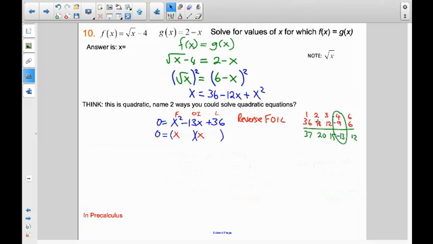So 1 and 36, 2 and 18, 3 and 12, this is going to work for me. 4 and 9 is 13. If they were both negative, if I use negative 4 and negative 9, the sum would be negative 13, and this term here at the end would be 36. So those go in there.